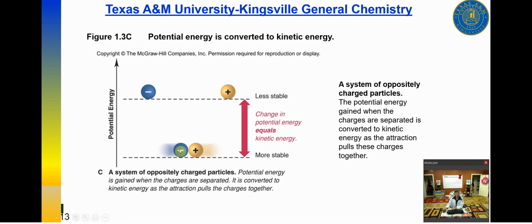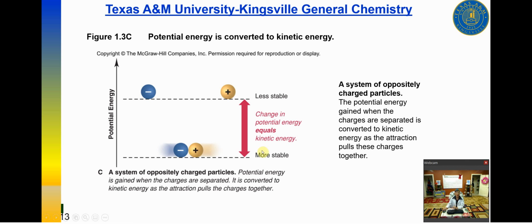So you have these 2 different charges, positively and negatively charged ions. They tend to be attracted to each other. In this case, they have a more stable condition. You separate them, pulling them far away from each other. In this case, both of the charged ions gain potential energy. They are going to be essentially pulled together due to the attraction between the positive and negative charge.